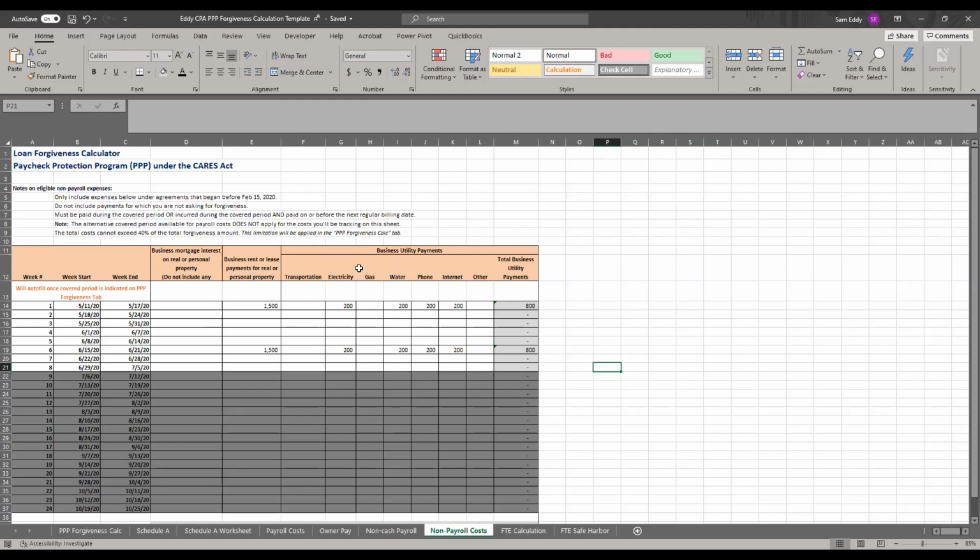Now, one thing to make a note of here is that these are amounts that must be paid during the covered period, or they can be incurred during the covered period and paid on or before the next regular billing date after the covered period. And the alternative covered period available for payroll costs does not apply for the costs you'll be tracking in this sheet.